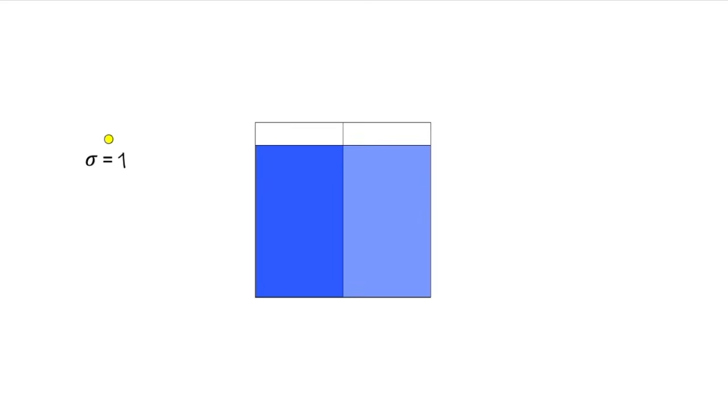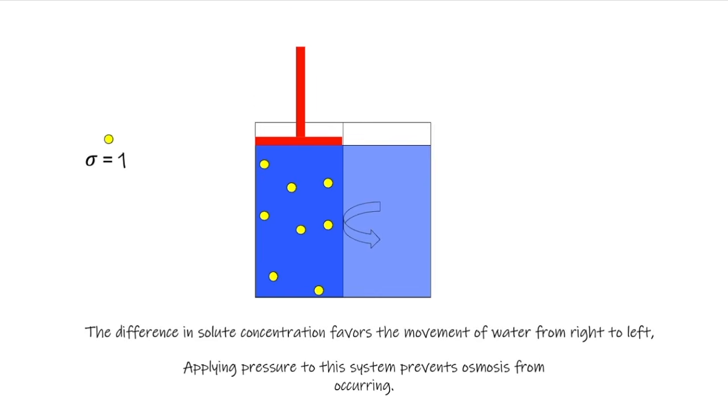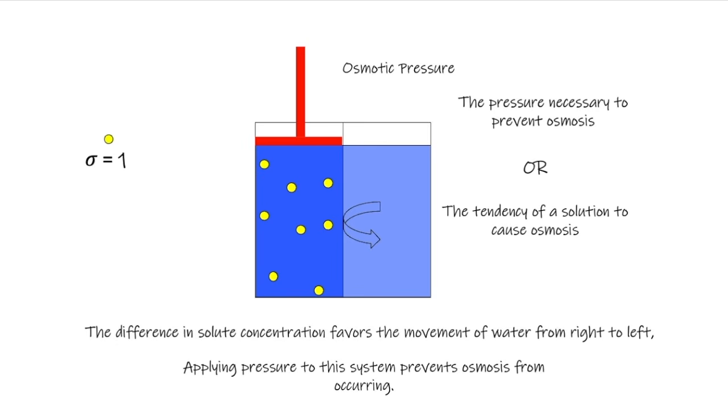In this example, the solute has a reflection coefficient of 1. This results in a higher osmotic pressure on the left side compared to the right, which contains no solute. Water will tend to move to the left toward the higher osmotic pressure. If we applied sufficient external pressure to that compartment on the left with a piston, we could prevent the net movement of water. The magnitude of the applied pressure to prevent osmosis is what we call the osmotic pressure of that solution. Another useful way to think about osmotic pressure is the tendency of a solution to draw water across a selectively permeable membrane. In other words, to drive osmosis.